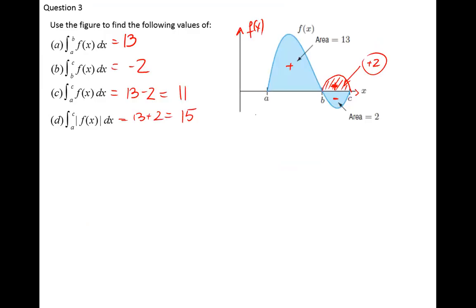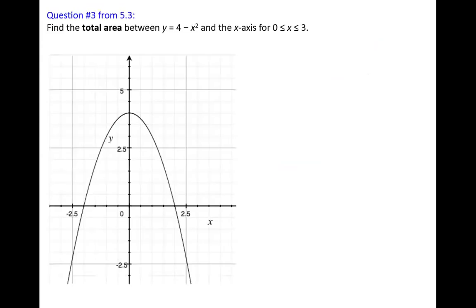Okay, and then I have another one, but I can skip this, it's the same thing. And then I have one question that somebody asked on the discussion board. I think it's from section 5.3, number 3 and also number 5. Yes, okay. Again, we still don't have enough tools for this question, but let's see. I did graph this because what is this asking me? This is asking me to find the total area.